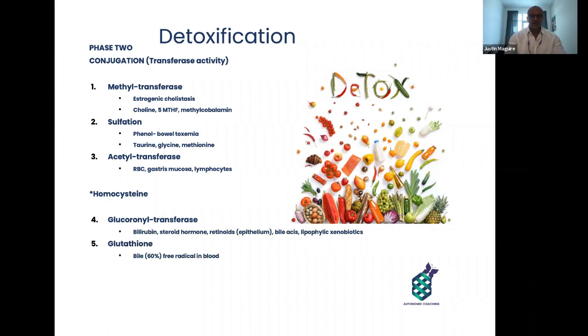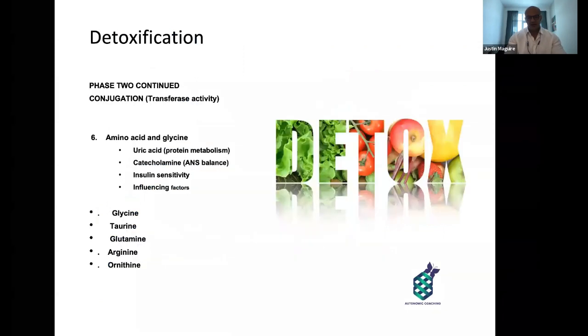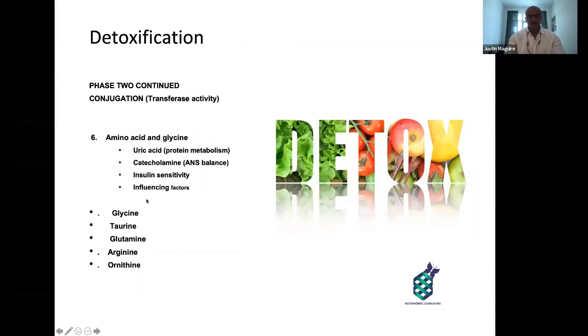Glutathione is probably the most active. 60% of conjugation actually occurs with the glutathione pathway. It is very important for your production of bile. Excessive exercise, pollution, and alcohol intake can actually deplete glutathione. Amino acid conjugation and glycine use is very, very important for uric acid metabolism, so to be able to metabolize pyrimidine and purine metabolism. It's very important for catecholamine metabolism, so catecholamines do not reach excess. It aids in insulin sensitivity, and the influencing factors to amino acid conjugation are glycine, taurine, glutamine, arginine, and ornithine.